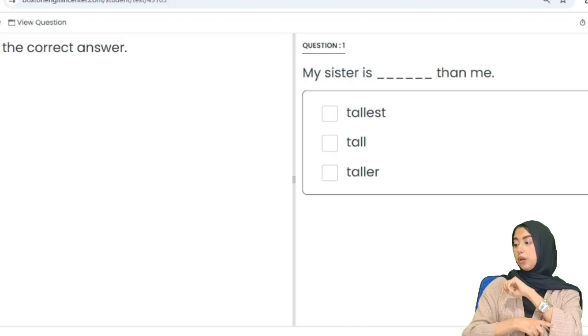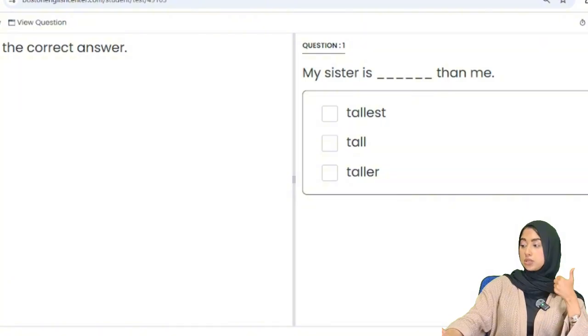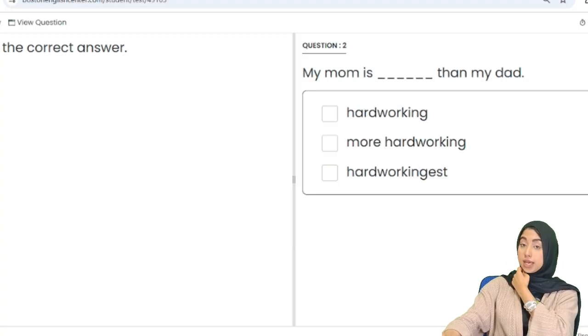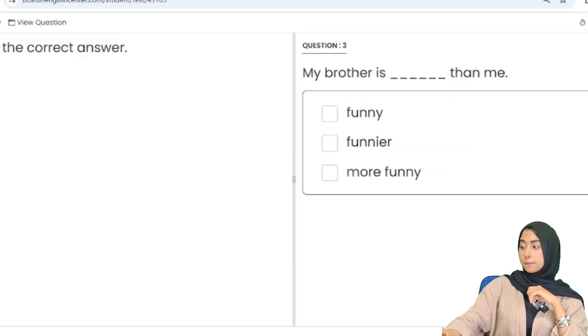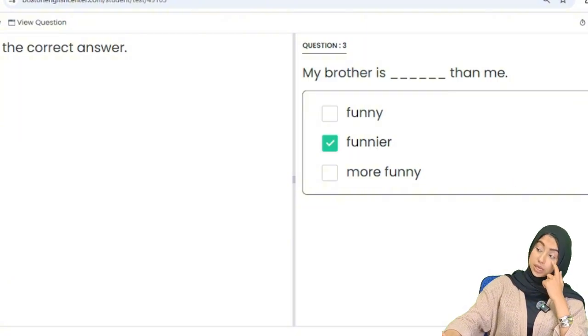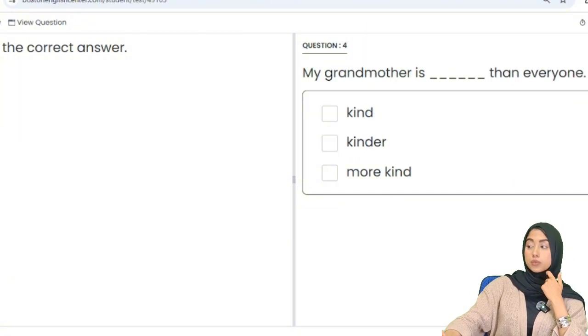Okay, so here we go. Number 1. My sister is taller than me. Yes, taller than me. Good job. Question 2. My mom is more hardworking than my dad. More hardworking. Great. 3. My brother is funnier than me. Funnier than me. Good job. My grandmother is kinder than everyone. Kinder than everyone. Good job.